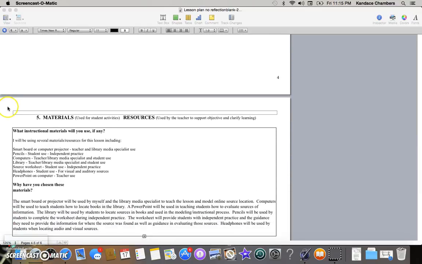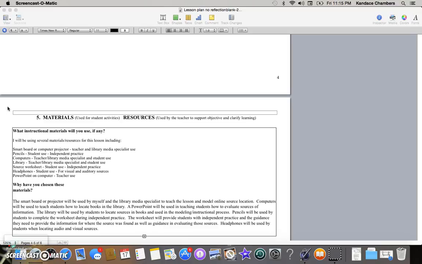Section 5, Materials and Resources. I will be using several materials or resources for this lesson, and these include a smartboard or a computer projector. This will be used by myself and the Library Media Specialist to teach the lesson. A PowerPoint on computer will also be used by myself to teach the lesson.